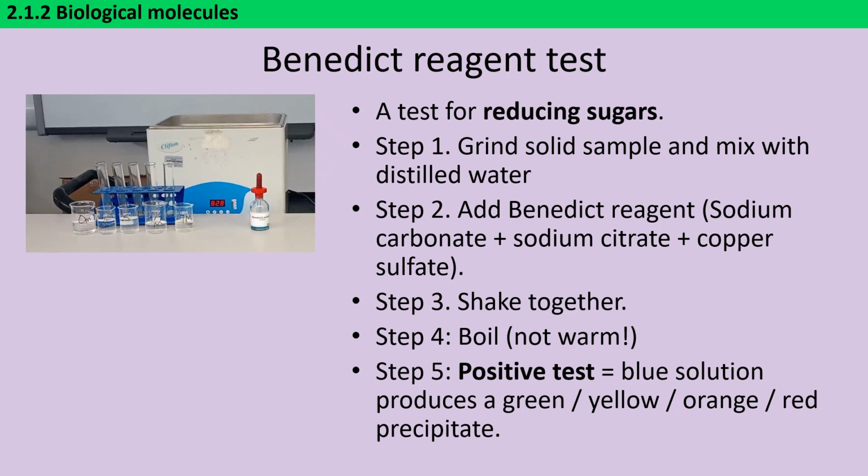To test for reducing sugars, we start out by grinding up the solid sample and mixing it with distilled water. We then add Benedict's reagent. So this is made from sodium carbonate with sodium citrate and copper sulfate. So just like the biuret reagent, it still has copper sulfate in it, but it now has an alternative base, and also we have sodium citrate.